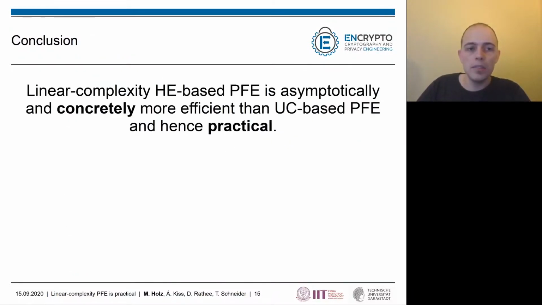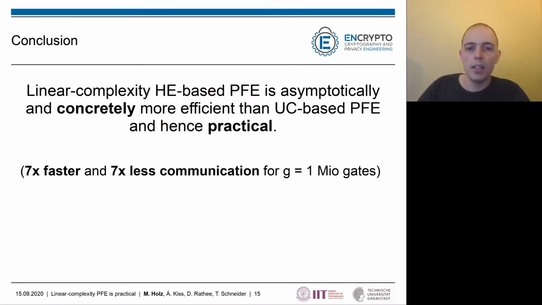So in conclusion, we've seen that linear complexity homomorphic encryption-based private function evaluation is not only asymptotically better than UC-based private function evaluation, but also concretely more efficient, and hence can be considered practical. In our benchmarks, we've shown that homomorphic encryption-based PFE is 7 times faster and has 7 times less communication than UC-based constructions for 1 million gates.